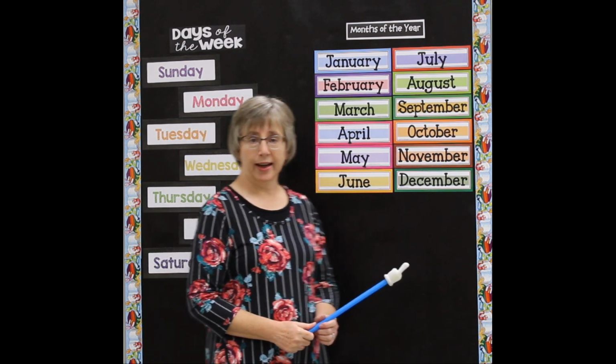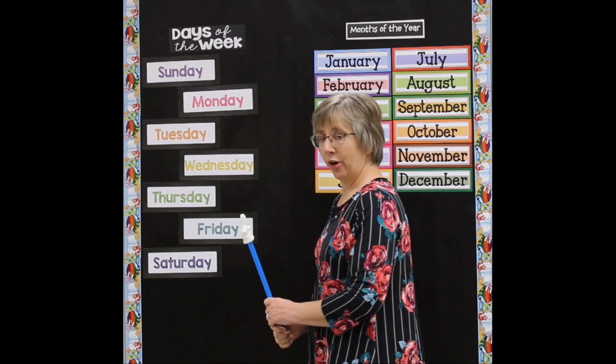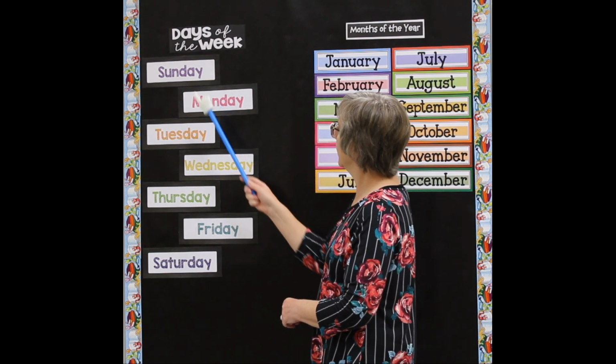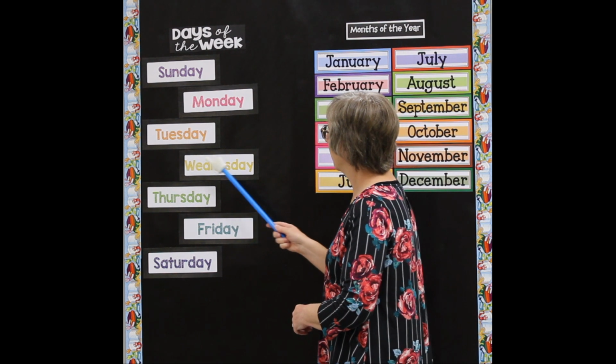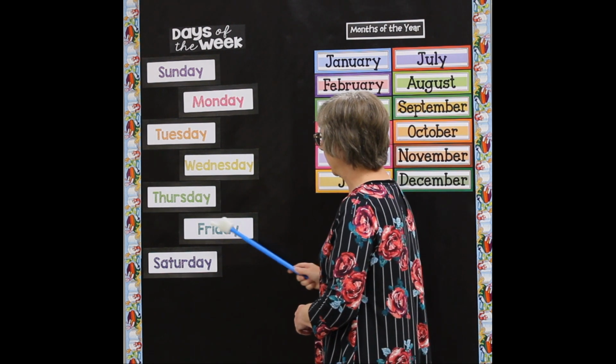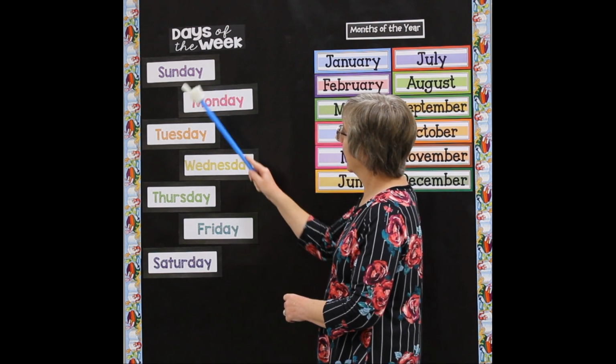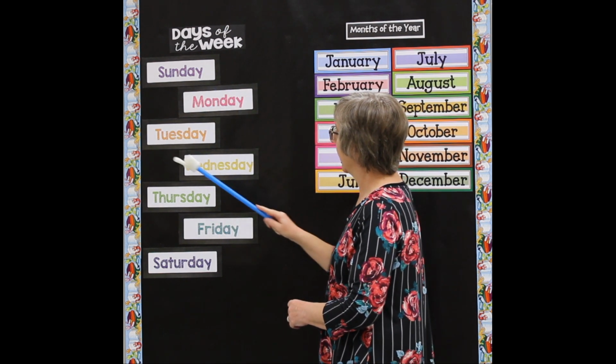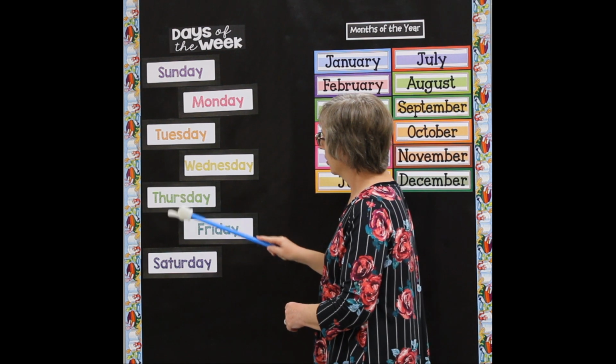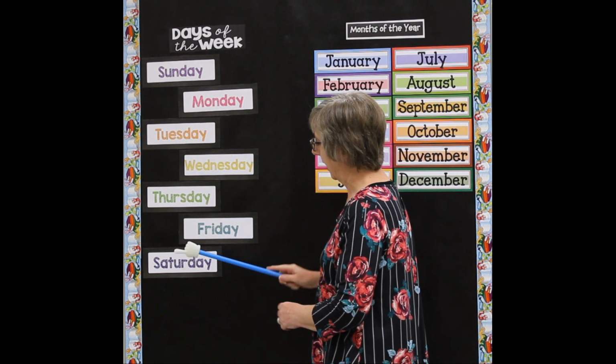And now we're going to do our days of the week. Let's count our days of the week. 1, 2, 3, 4, 5, 6, 7. Let's say our days of the week. Sunday, Monday, Tuesday, Wednesday, Thursday, Friday, Saturday.